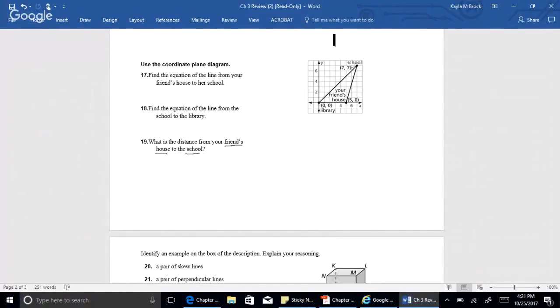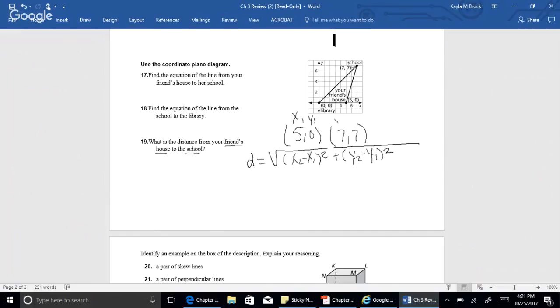So I see that friend's house is at (5, 0), and school is at (7, 7). The distance formula is distance equals the square root of (x2 minus x1) squared plus (y2 minus y1) squared. What I want to do is take the 2 points and assign them the x1, y1 and the x2, y2. So this will be my x1, y1, and this will be my x2, y2.